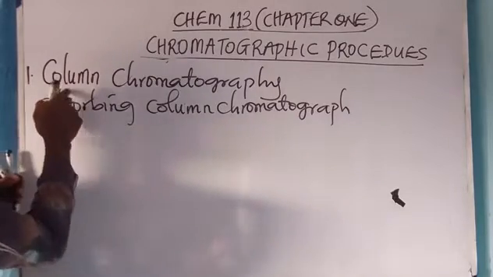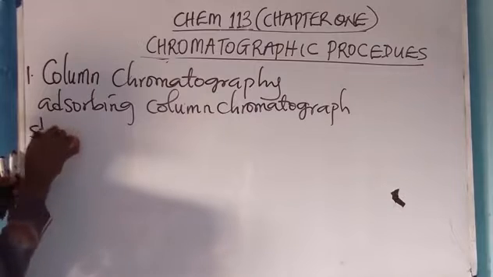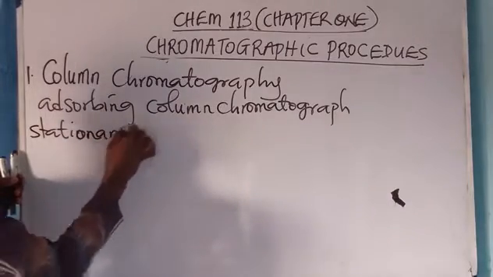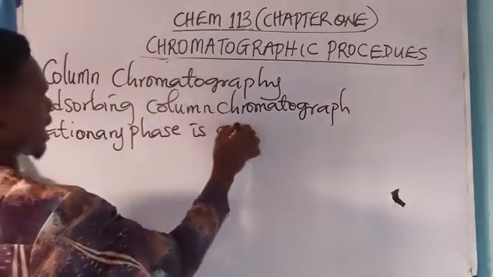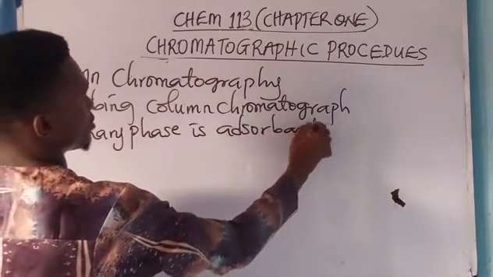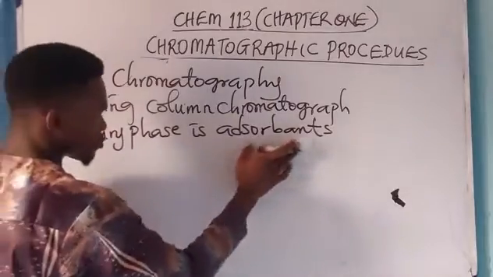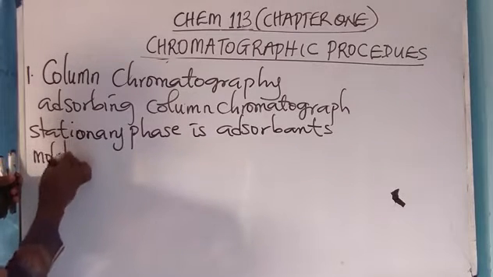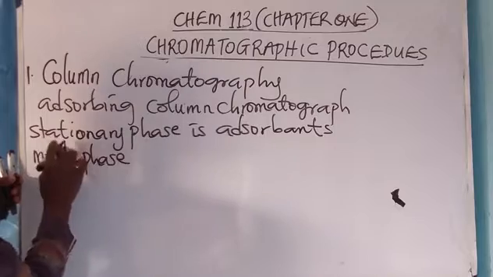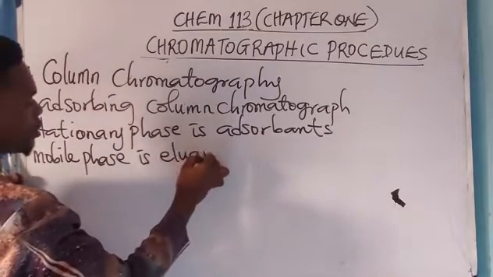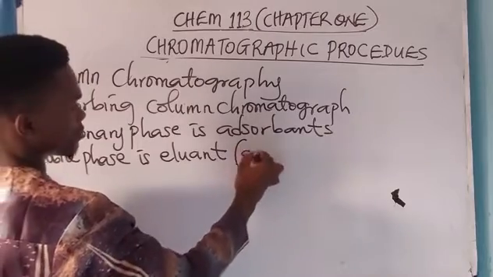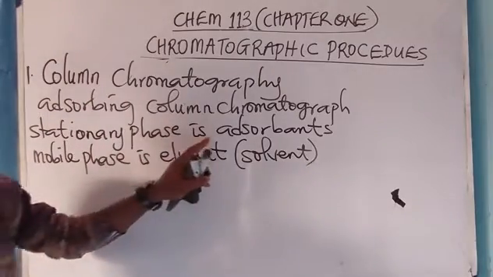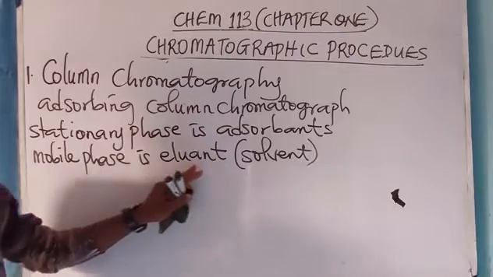Take note of that. In column chromatography, the stationary phase is adsorbent. The stationary phase is adsorbent. Then the mobile phase is eluent, I can say eluent solvent. In column chromatography, the stationary phase is adsorbent, while the mobile phase is eluent solvent.